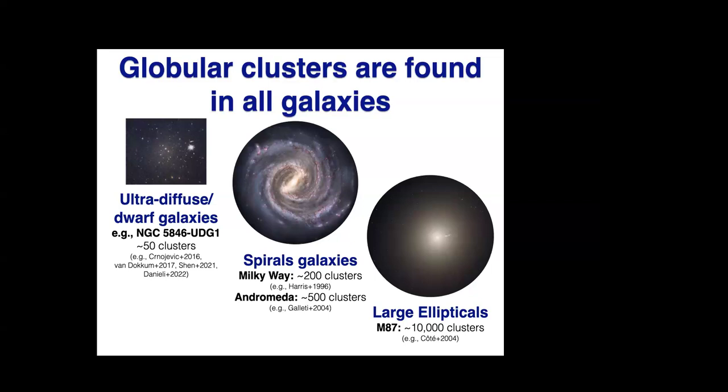Recently, we've begun to discover globular clusters in the lowest mass galaxies, these ultra-diffuse dwarf galaxies. These dwarf galaxies typically contain of order a few to maybe tens of globular clusters in their halo. Again, spiral galaxies like the Milky Way and Andromeda generally contain of order a few hundred globular clusters. And then the most massive elliptical galaxies can have thousands, even tens of thousands of globular clusters. The best example in the local universe is M87, which has of order 10,000 globular clusters, mostly in its halo. So these are really common types of systems throughout all galaxies, throughout the local universe.